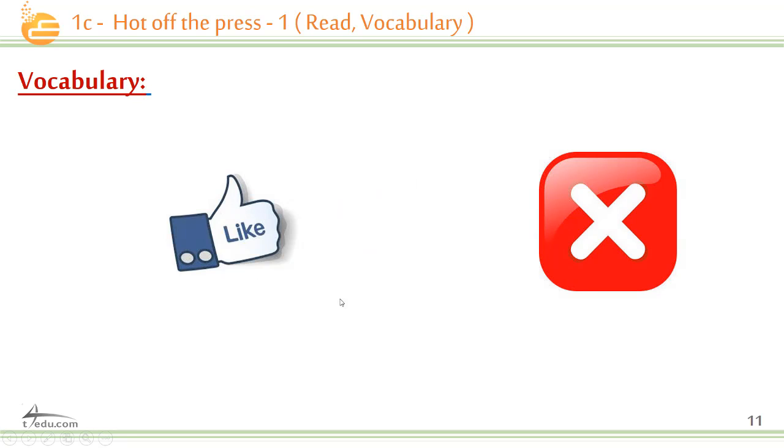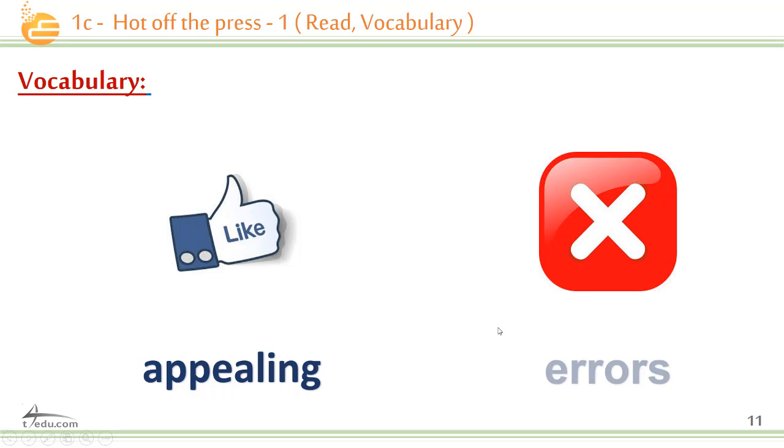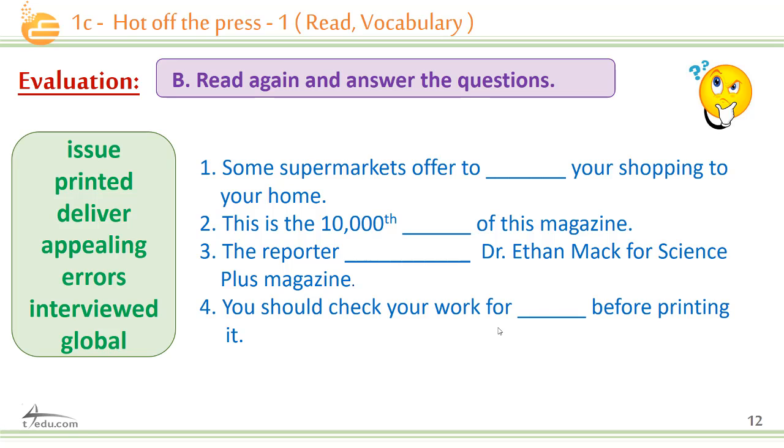Now, we actually love this. We use it a lot when we like something. It becomes more attractive. Then it is called appealing. Excellent, appealing. When you have a mistake or something wrong, what do we call it? Errors. Yes, very good. Errors. Excellent. Now, we are going to read again and answer these questions.